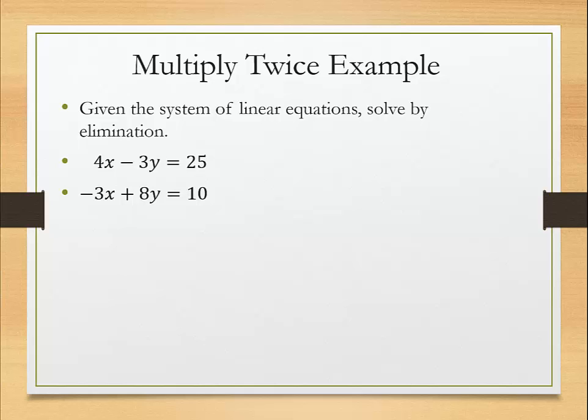So in order to cancel our x's, we need to have the same number, different sign. We already have the different sign because that's positive, that's negative. But now we need the same number. How do we do that? Pretty simple.